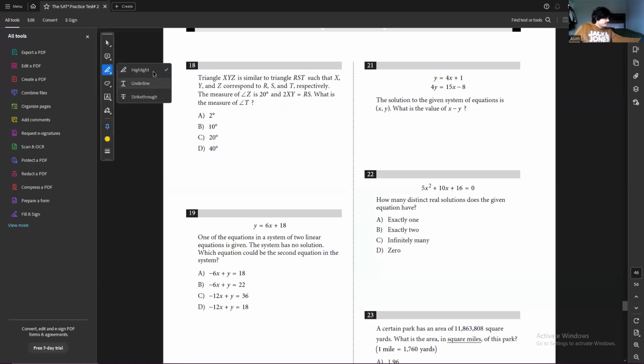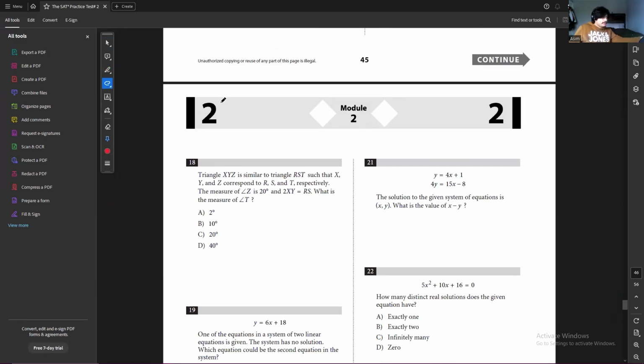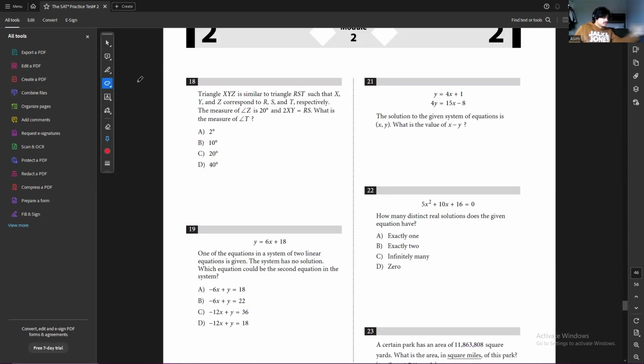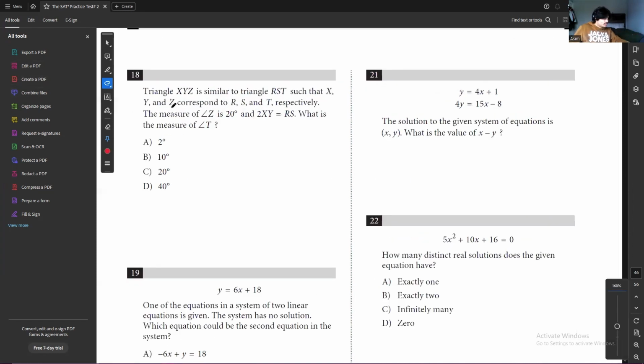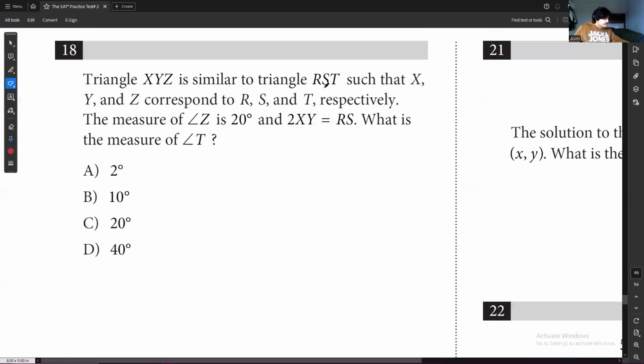Hey guys, so we're continuing with SAT Practice Test 2, Mod 2 for Part 2 in the Math section. So let's just get started with question number 18. Triangle XYZ is similar to triangle RST such that X, Y, and Z correspond to R, S, and T respectively. The measure of Z is 20 and 2XY equals RS. What is the measure of T?